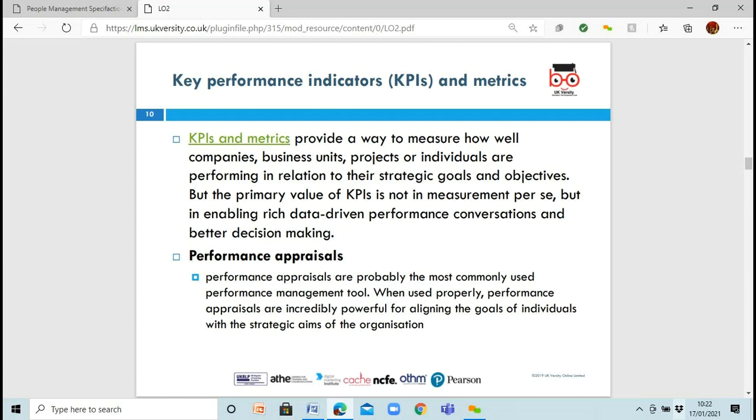Now, performance appraisals are very commonly used, and it's a very good performance management tool. So when it's used properly, performance appraisals are incredibly powerful for aligning the goals of individuals with the aims of growing within the organization, to get your strategic aims met, to build your strengths.